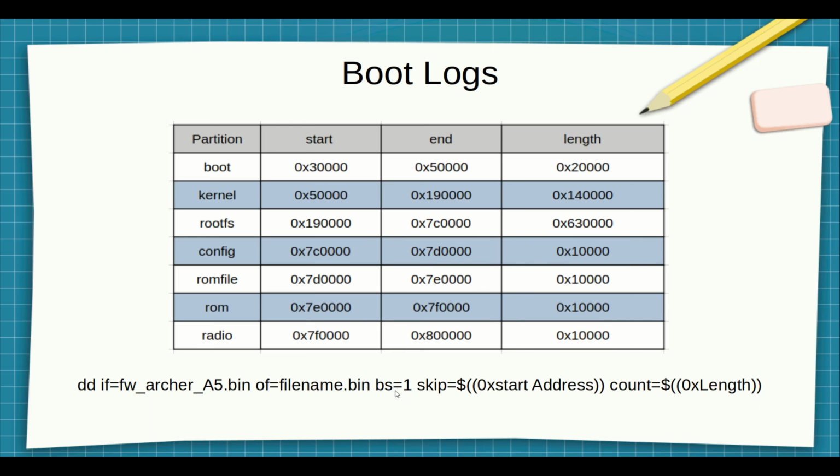Block size, we will keep it as 1 for simplicity. That means we move 1 block at a time. Skip represents the start address of the partition. I'm using the dollar sign and 2 parentheses because I'm supplying the data in hexadecimal. If you want to use only decimal, then you can remove them. Count represents the length of the partition.